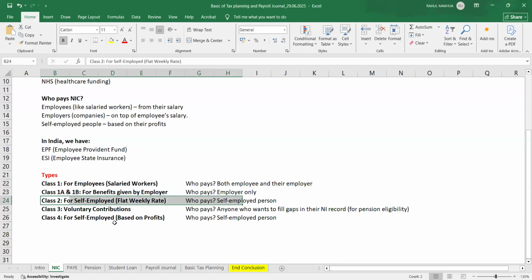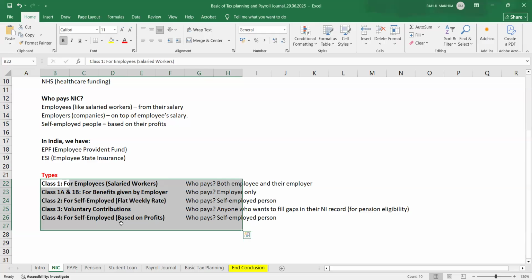Next, class 2 for self-employed, which is a flat weekly rate. Who pays? The self-employed person. Class 3 is a voluntary contribution, and anyone who wants to fill gaps in their NI record can pay for pension eligibility. Okay. For class 4 NIC, also the self-employed pay. If a person is self-employed, they pay class 4 NIC based on their profit. These all have their own threshold limits, which we will be talking about later in detail.